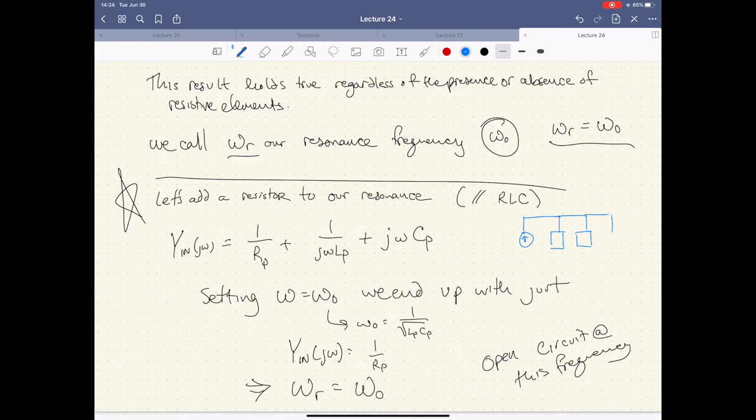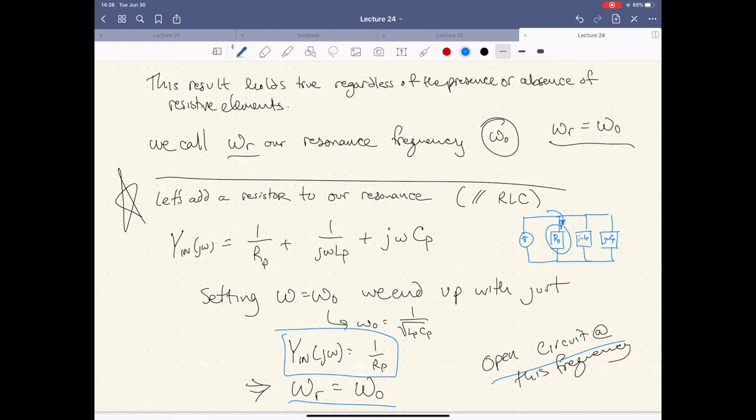We have an impedance here, an impedance here, and so the admittance is just the sum of all the admittances in this case. If we set omega equal to omega naught, we end up with omega naught equal to the square root of one over L sub P and C sub P. And so our admittance then is only the admittance that we have here. And so we end up with it being minimized at omega R, where resonance is equal to omega naught. So this is effectively an open circuit at this frequency, right?